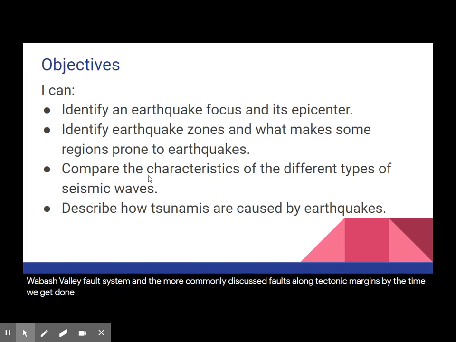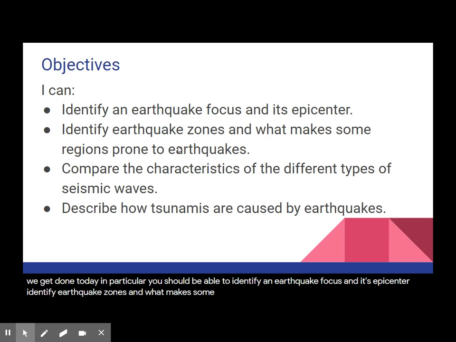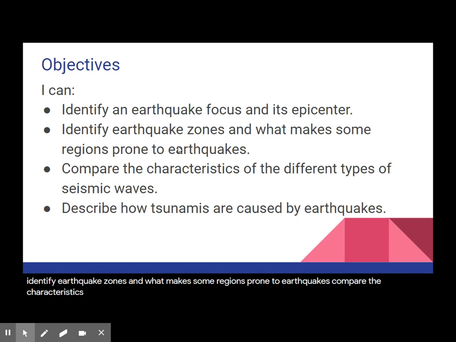By the time we get done today, in particular, you should be able to identify an earthquake focus and its epicenter, identify earthquake zones and what makes some regions prone to earthquakes, compare the characteristics of the different types of seismic waves, and describe how tsunamis are caused by earthquakes.